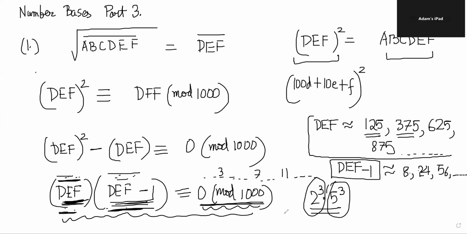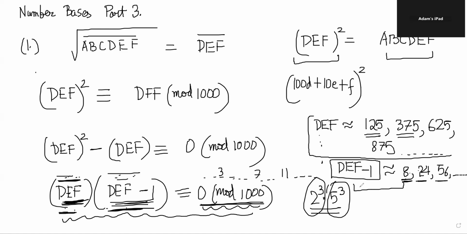It can be many numbers, but these are the starting few, right? You cannot put 8 into 5, for example, because then if it has a 5, they will not be co-prime. So the first number here is 8. So we need to say DEF minus 1 should be divisible by 8, right?